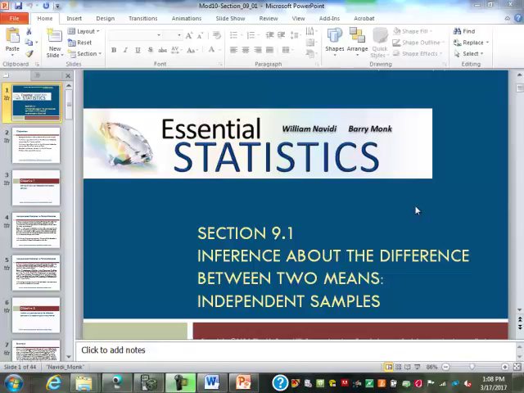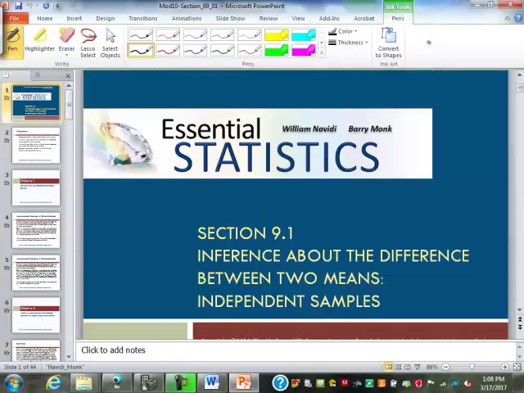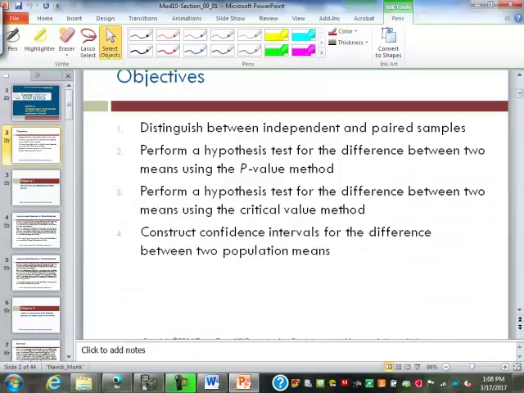So this first section, section 9.1 here, we're going to be talking about independent samples. So let's go ahead and we'll be starting out here, of course, defining what independent samples are. So first step is to distinguish between what is independent samples, and then paired samples is the other option for samples that are not independent. Then we're going to look at performing the hypothesis test using both critical value and p-value, and then looking at constructing confidence intervals for that difference as well.